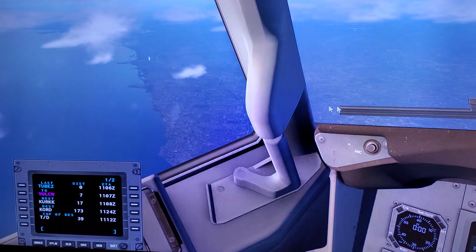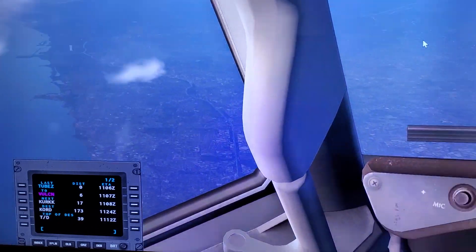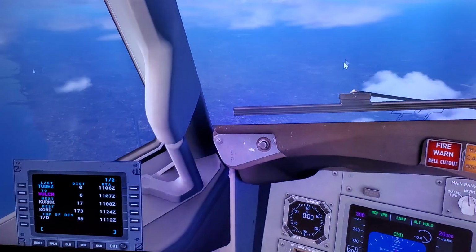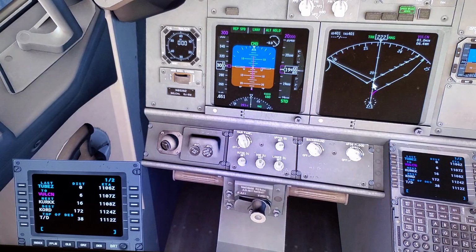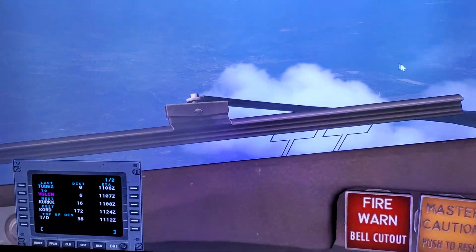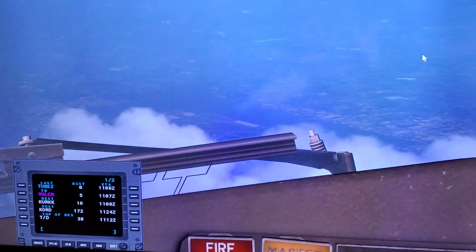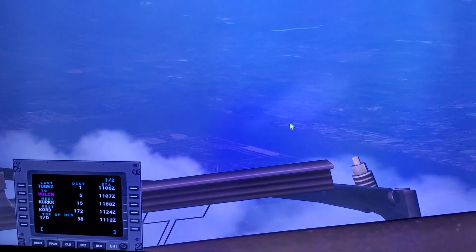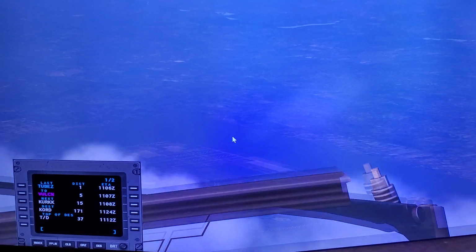Basically, we're going to pass the airport somewhere. We're passing through the airport. Yeah, this is the airport. It should be in front of me somewhere down there. If I can see the runway, I think we passed. Yeah, this is the airport. This is one of the runways.